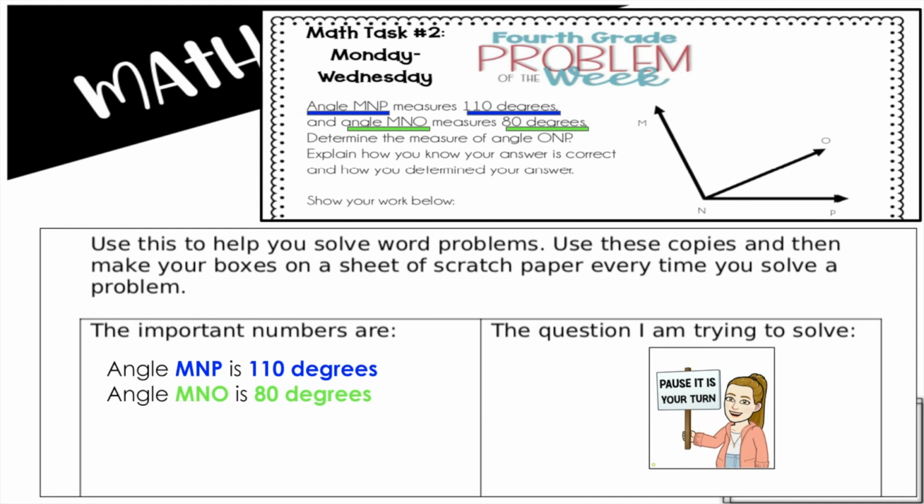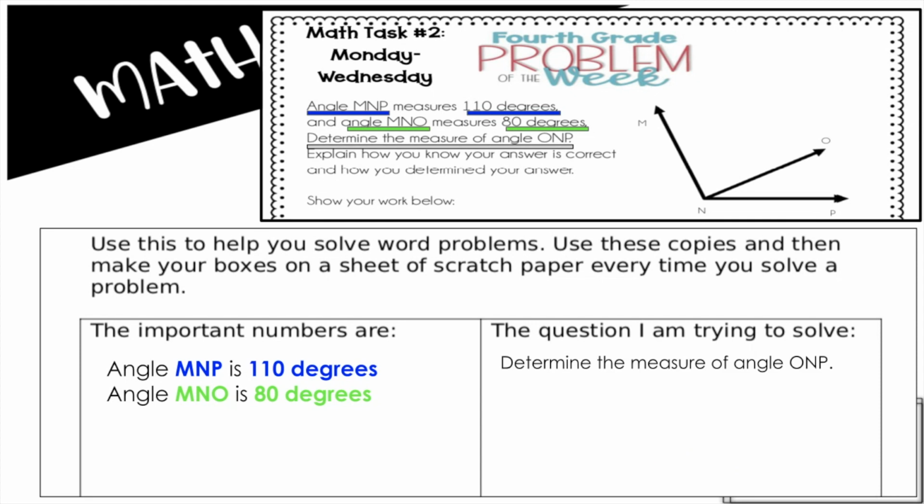That sounds a lot about what I'm trying to solve. But now my job is to pull out what I am exactly trying to solve. So, what I am trying to solve is determine the measure of angle ONP. I want to be specific with you right now because I could write in determine the measure of angle OMP, explain how you know your answer is correct, and how you determine your answer.